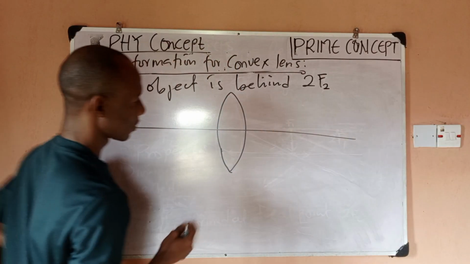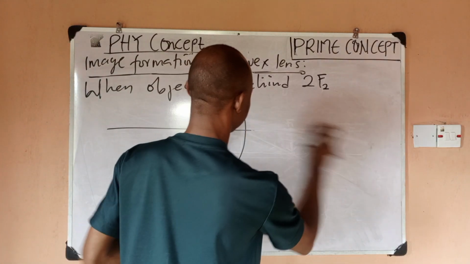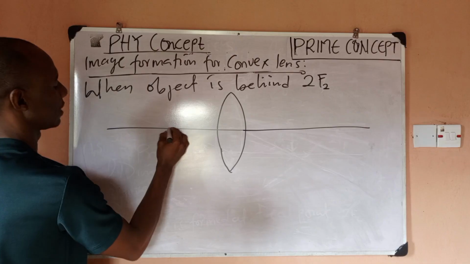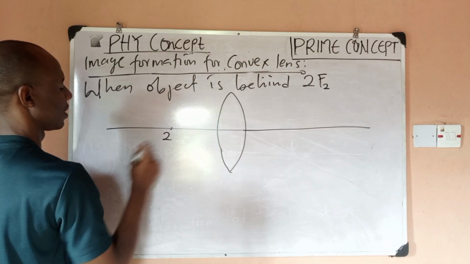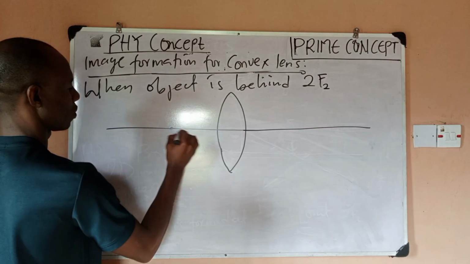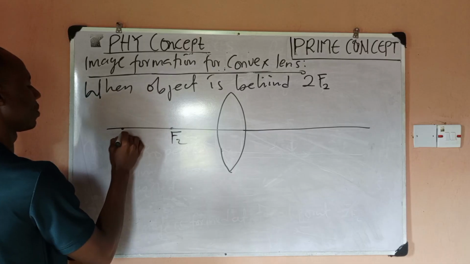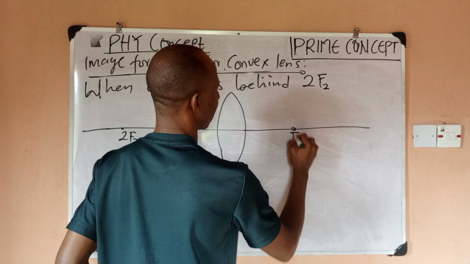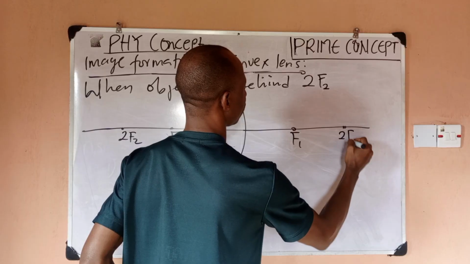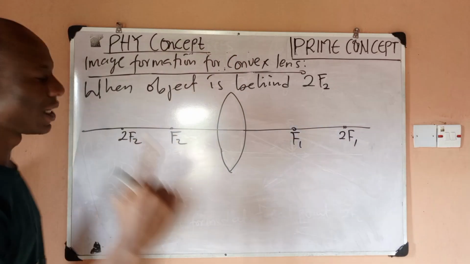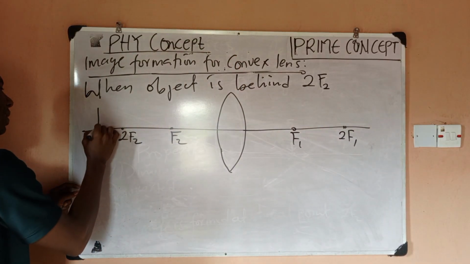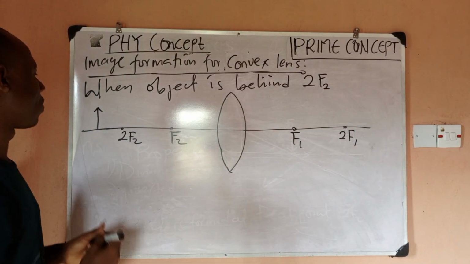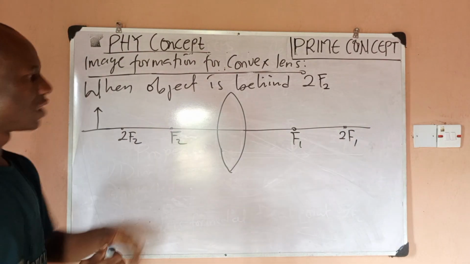So using our diagram, we would have this is F2, and this is going to be our 2F2, right? Then on this side we'll have our F1, and this is our 2F1. Now we want to place our object behind 2f, or behind 2F2. Now when your object is here, where will the image be formed?